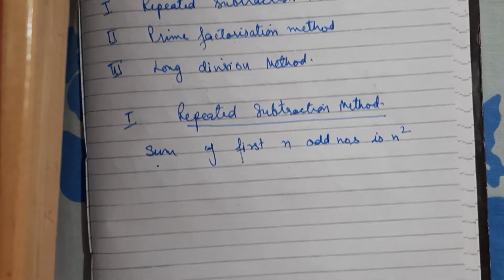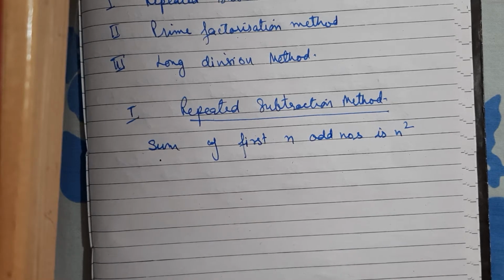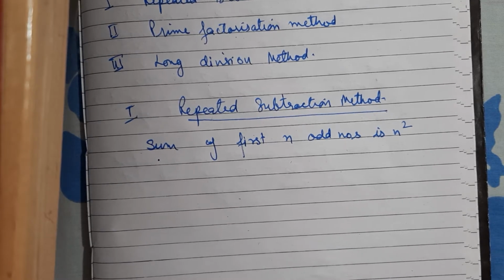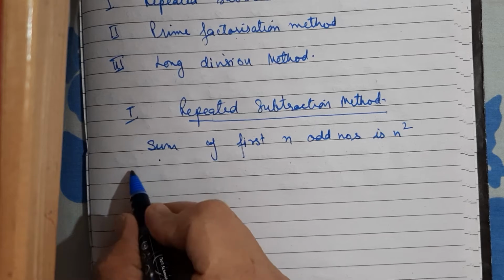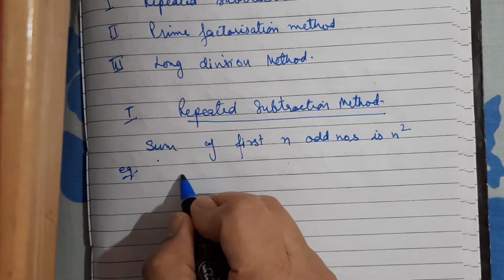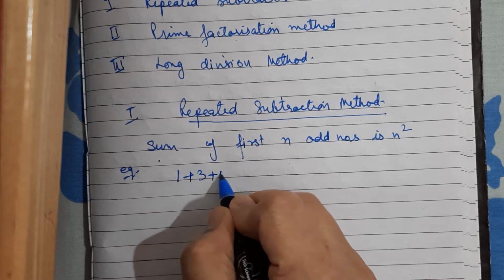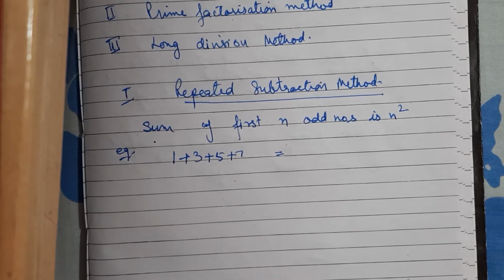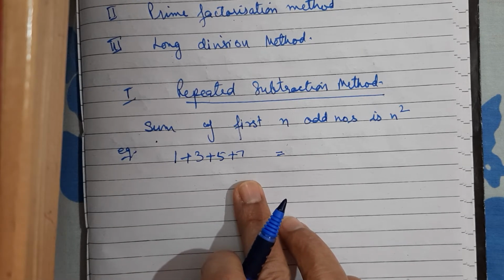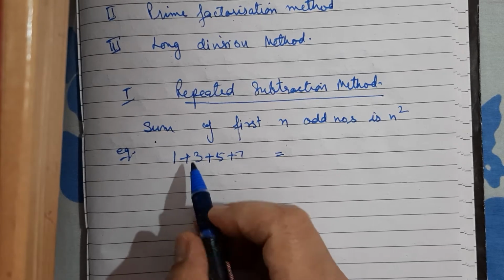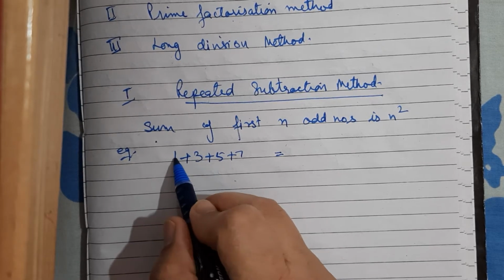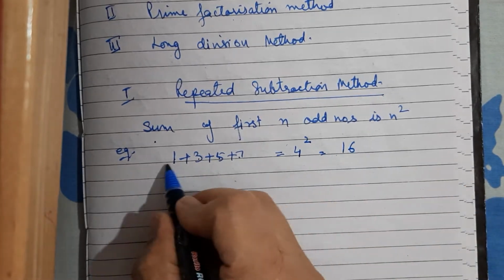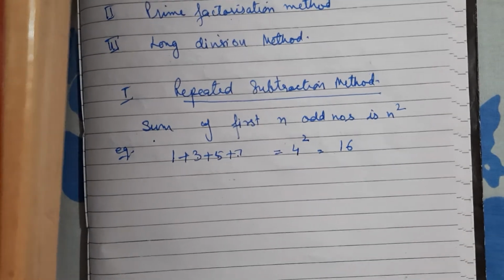Now with the example you will understand. Every square number can be expressed as a sum of successive odd natural numbers starting from 1. We have done questions based on this. For example, 1 plus 3 plus 5 plus 7, what will be the sum? Without adding, you have to write the sum of these consecutive odd numbers starting from 1. What is the method? Count how many numbers: 1, 2, 3, 4. So this will be 4 square, which is 16. Without adding, we find the sum.